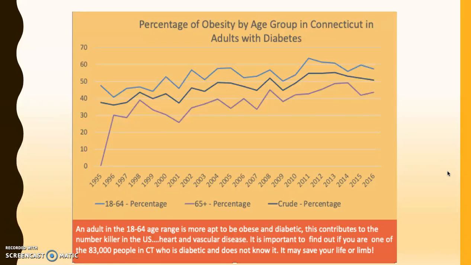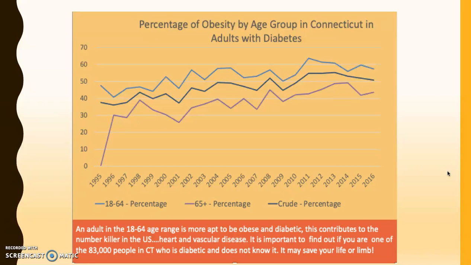The percentage of obesity by age group in Connecticut in adults with diabetes gave me some interesting results. I didn't quite expect these results. As you can see in the blue line, 18 to 64% of Connecticut people with diabetes are also obese. This is higher than the 65 and older population.